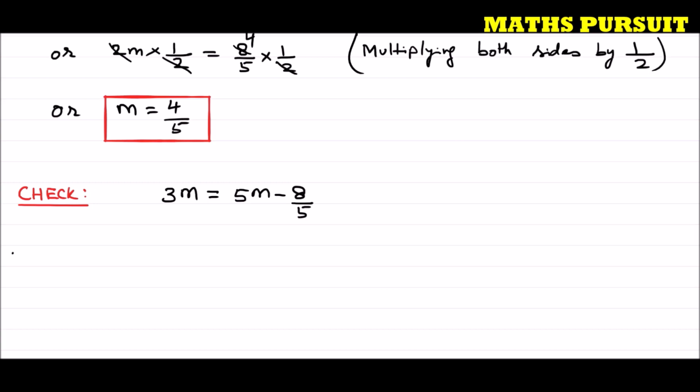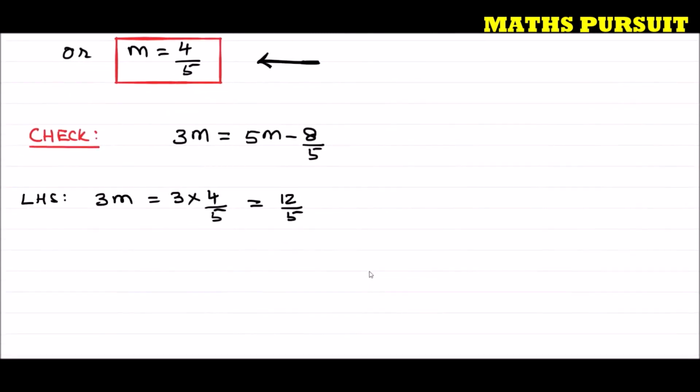Now, let us pick up the left hand side and see what result we are getting. The left hand side of the equation is 3m, that is equal to 3 into 4 upon 5. Just replacing the value of m, I got 3 into 4 upon 5. That is equal to 4 threes are 12, 12 upon 5. So we got the left side of the equation as 12 upon 5.